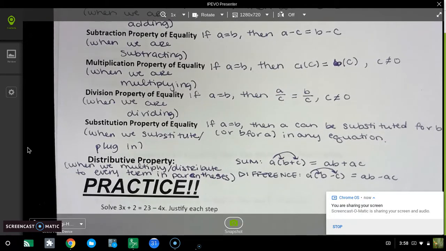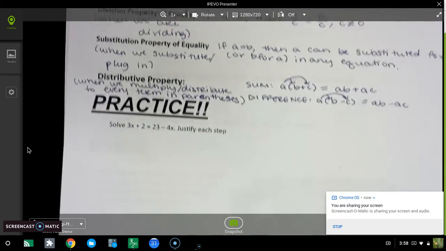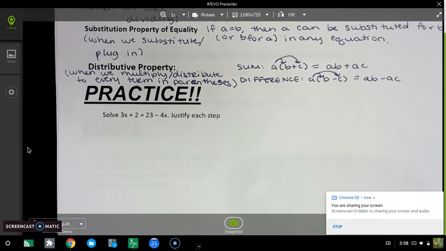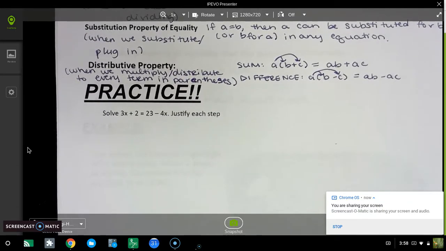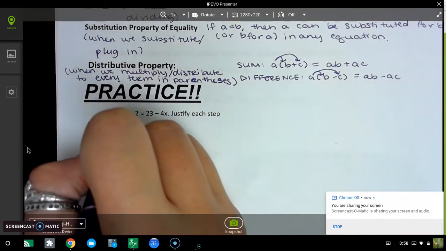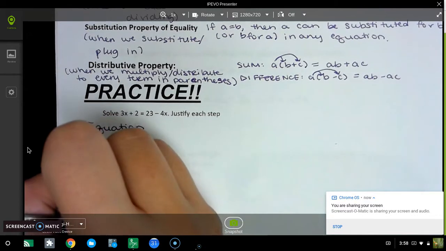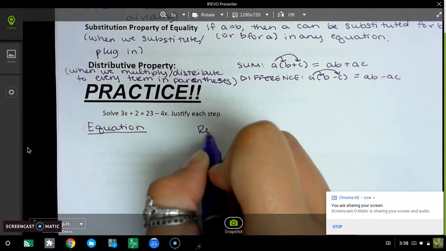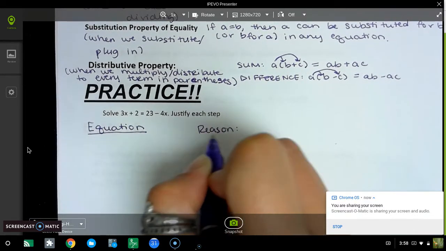Okay, let's do a practice. We're going to solve for x just like we would in Algebra 1, but we're going to justify each one of our steps. Okay, so we're going to first have equations and our reason. So here's our equation. Our equation is just each step, and a reason, that's just my justification.